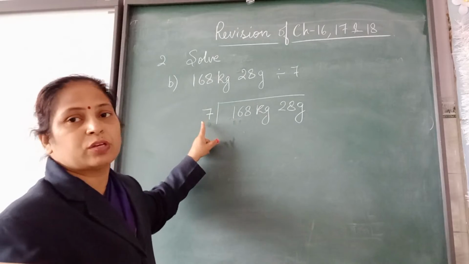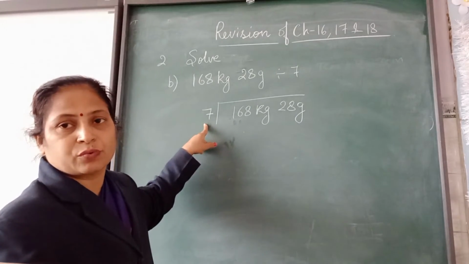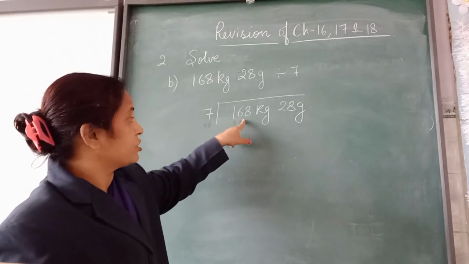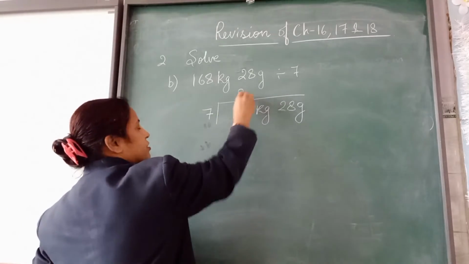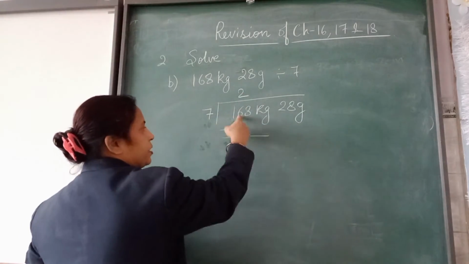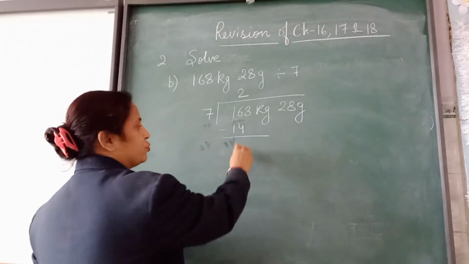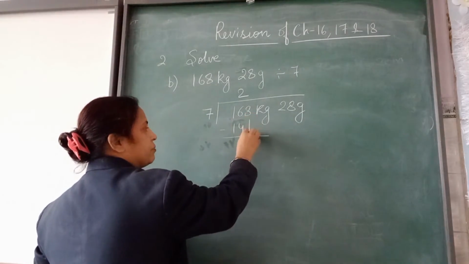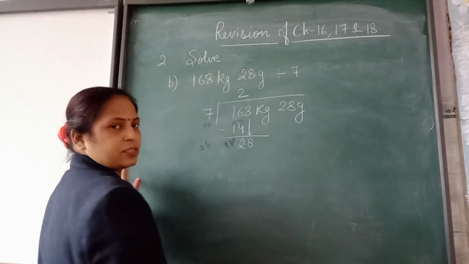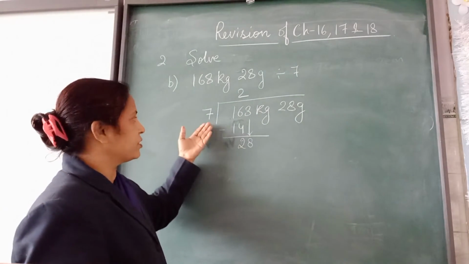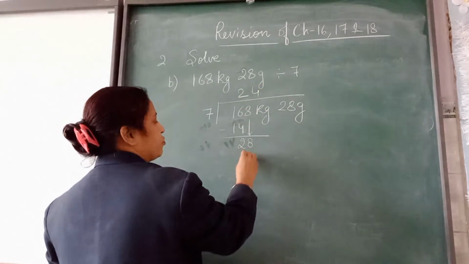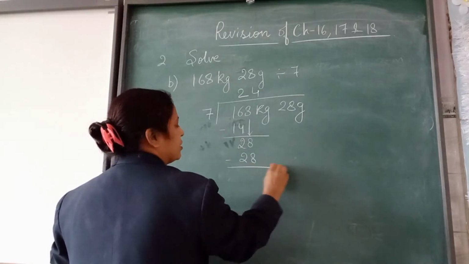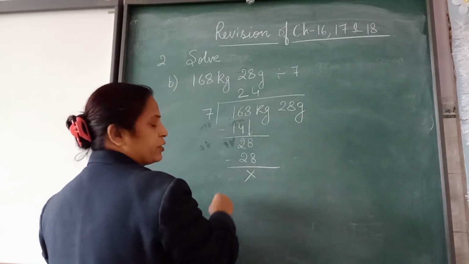Now read out the table of 7. 7 ones are 7, 7 twos are 14, 7 threes are 21, which is bigger than this number 16. So what you will do, you will take 2 times. 7 twos are 14. Now 16 minus 14 will give you 2. Then bring another number here. This is 28. Now 28 comes to the table of 7. How many times? 4 times. So write down 4 here. 7 4s are 28. So after subtracting you will get nothing.